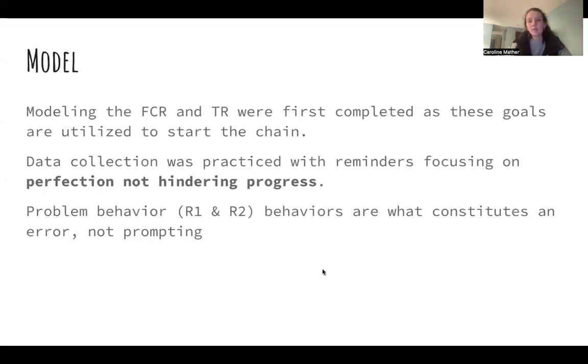After the instructions were given, we modeled exactly what was going to happen. The first steps were modeling the FCR, the functional communication response, as well as the tolerance response, as this is the starting point for everything else. If we err on this part, it messes up the whole chain.